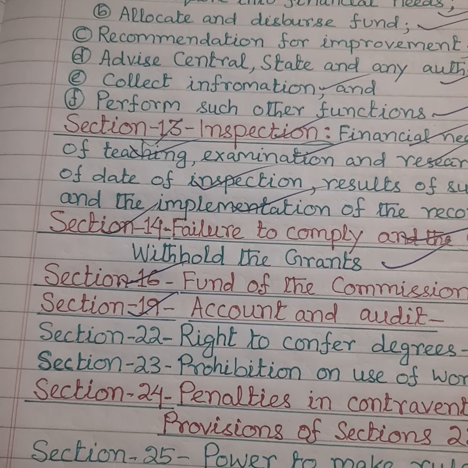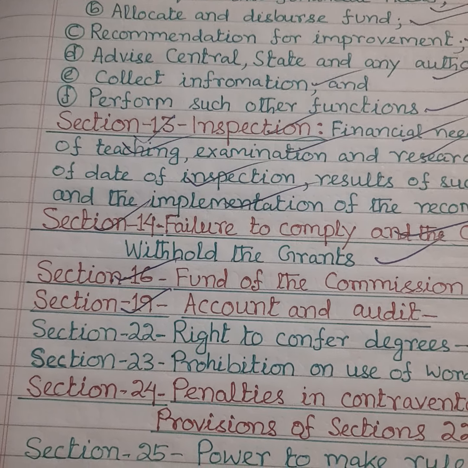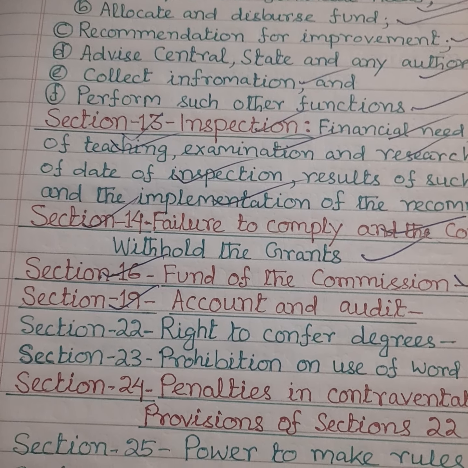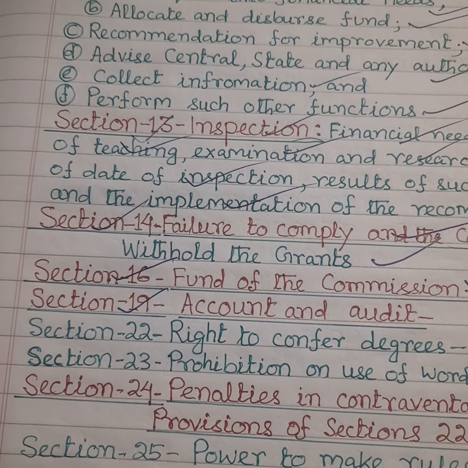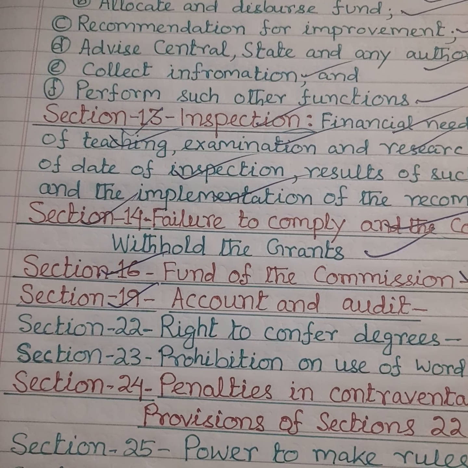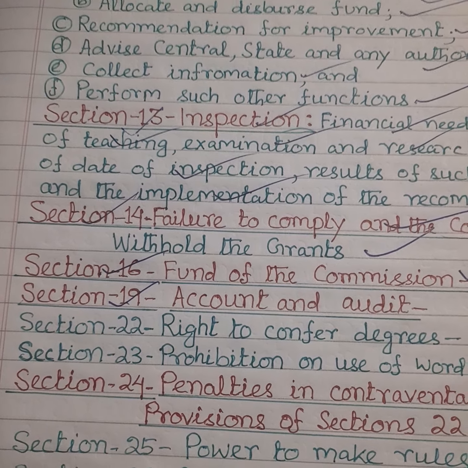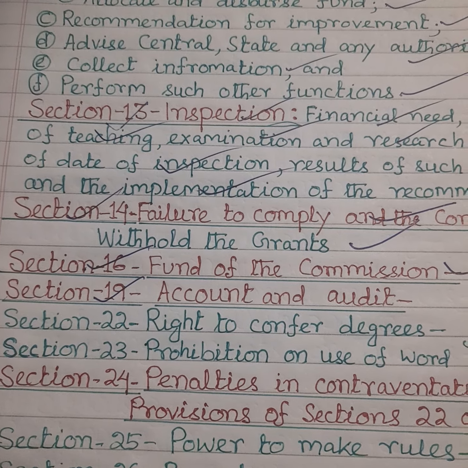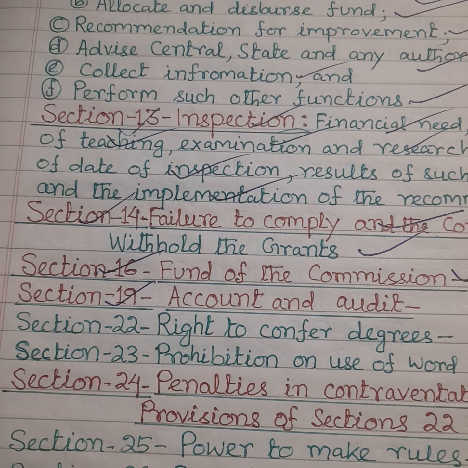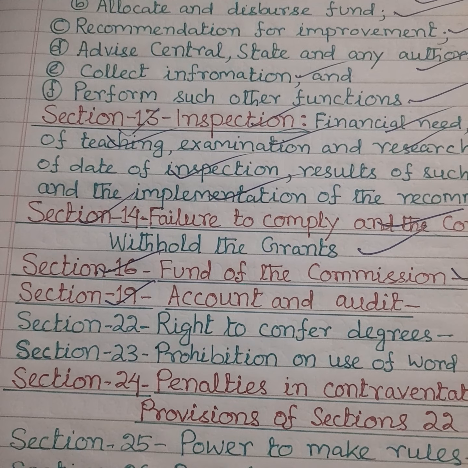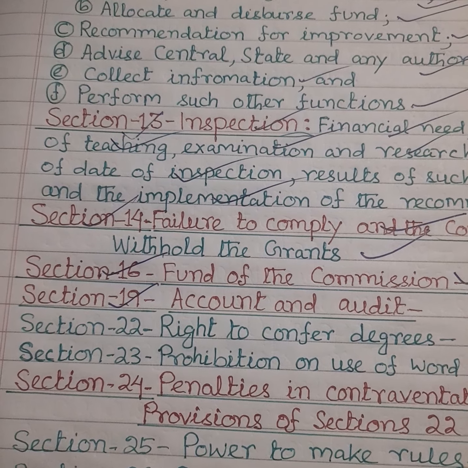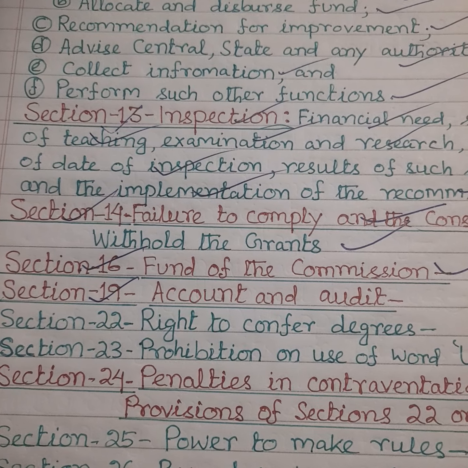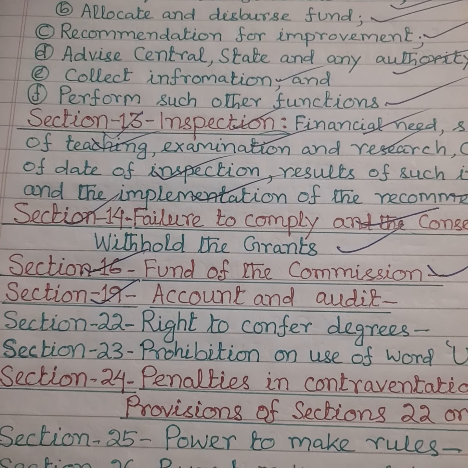The annual accounts of the Commission, together with the audit report thereon, shall be forwarded to the central government, and the government shall cause the same to be laid before both Houses of Indian Parliament, and shall also forward a copy of the audit report to the Commission for taking suitable action on the matters arising out of the audit report.